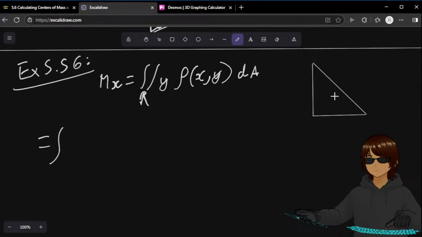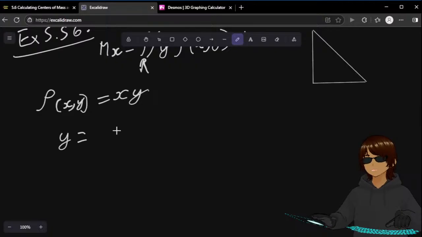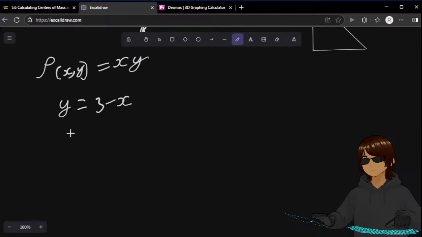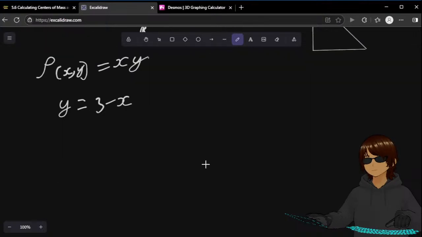So, hold on. This is equal to x, y. And then y from these two points is equal to 3 minus x, right? But I think it's easier if I do this.